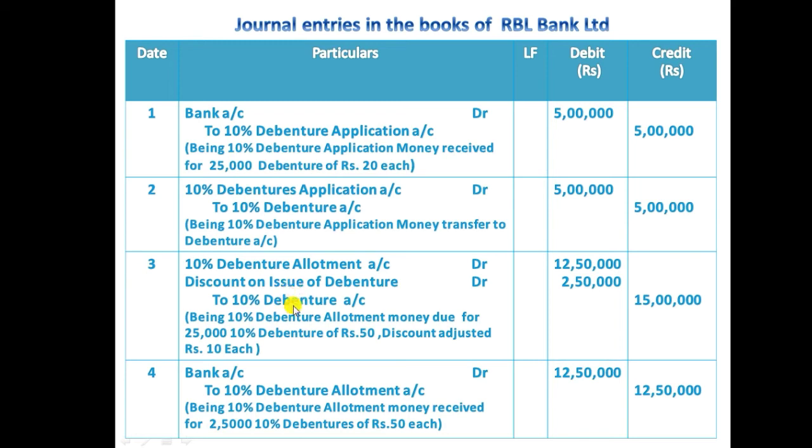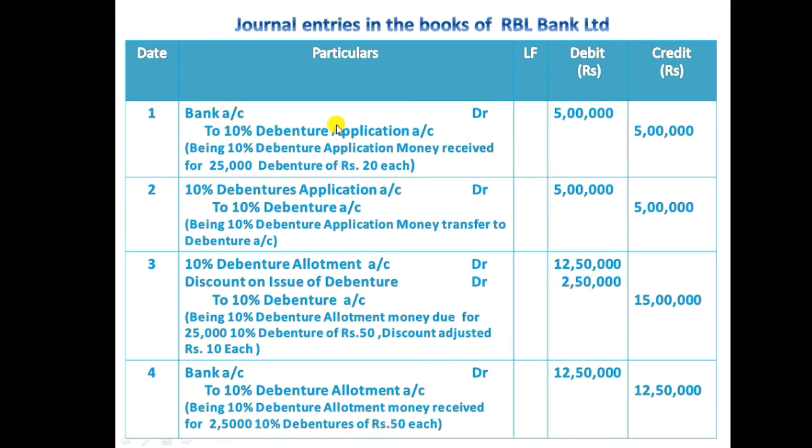So this due the company now is going to receive through the bank. So bank account debit to 10% debenture allotment account 12 lakh 50,000, 12 lakh 50,000. See, the total due is 12 lakh 50,000, the due amount the company received, but the debenture holder account will be credited 15 lakhs. And we should write the narration being 10% debenture allotment money received for 25,000, 10% debentures of rupees 50 each.